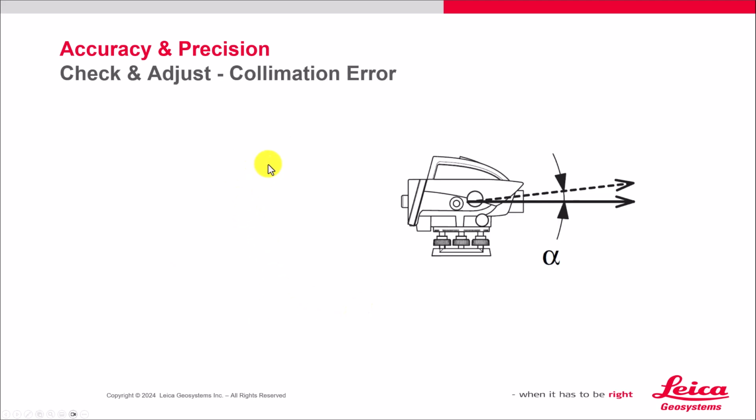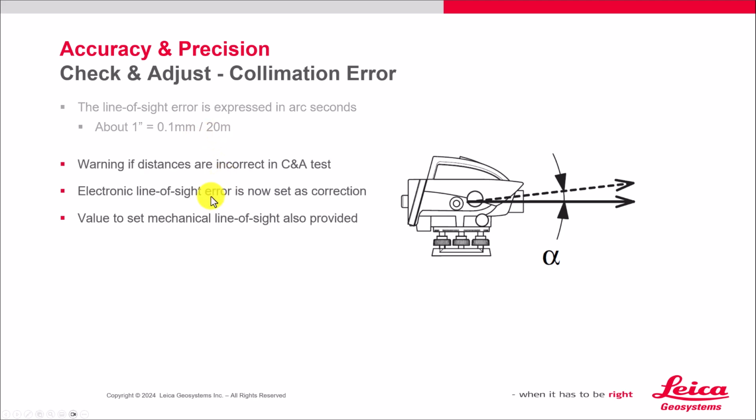We have to do a check and adjust, just like you would do for a total station, that corrects for this line of sight error. The line of sight error expressed in arc seconds, about 1 second, is 0.1 millimeters in 20 meters. Not much. It's a warning if distances are incorrect in the check and adjust. Electronic line of sight error is now set as the correction, and values set to mechanical line of sight are also provided when you do a check and adjust.